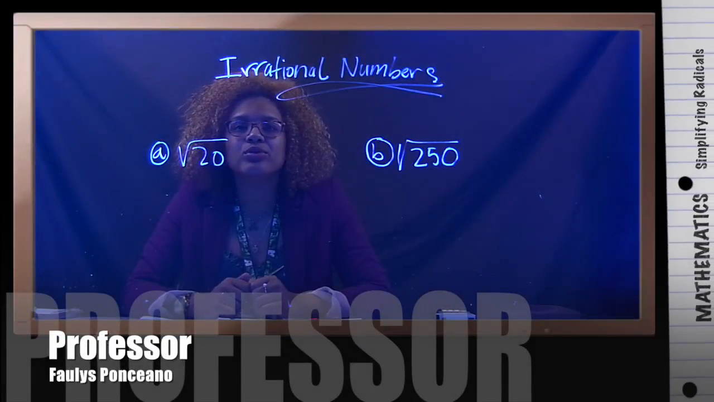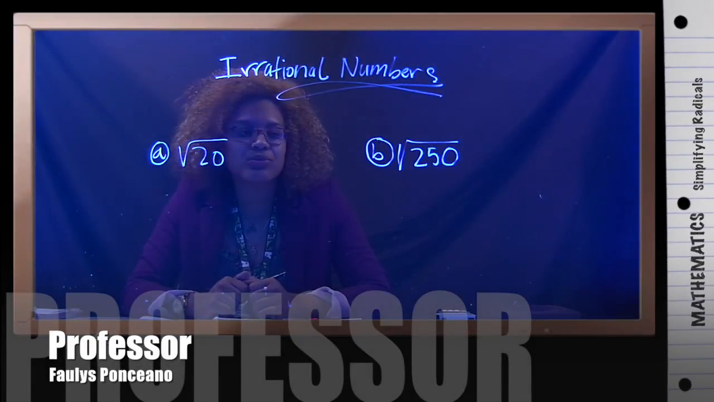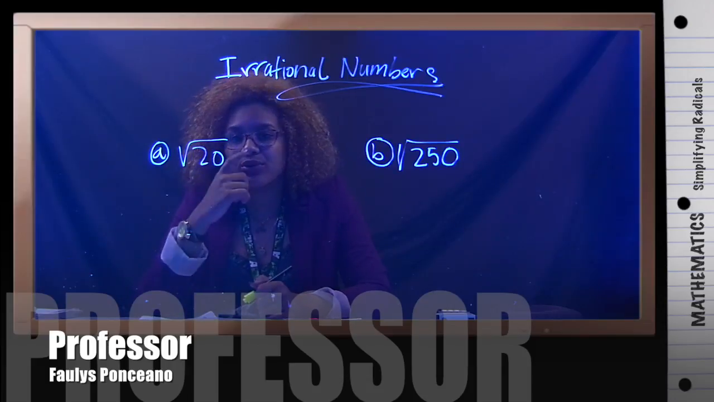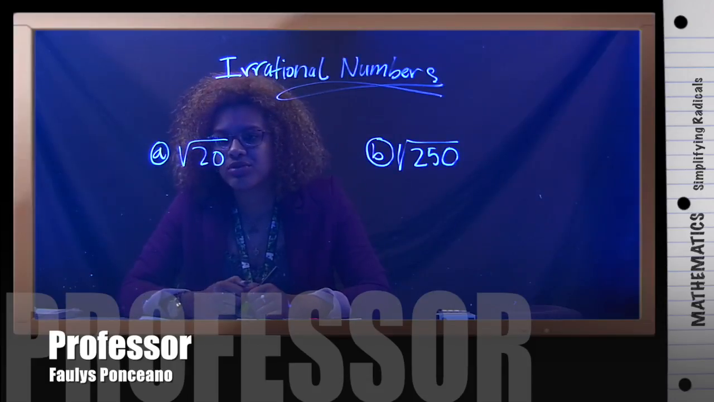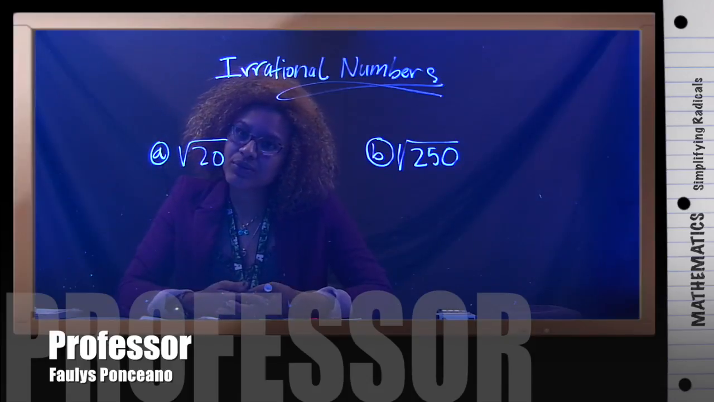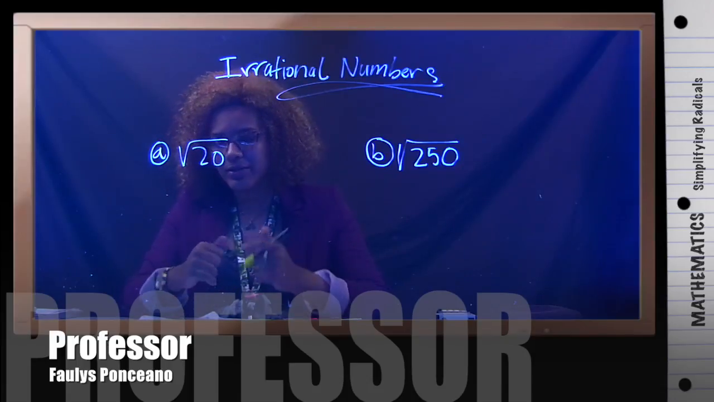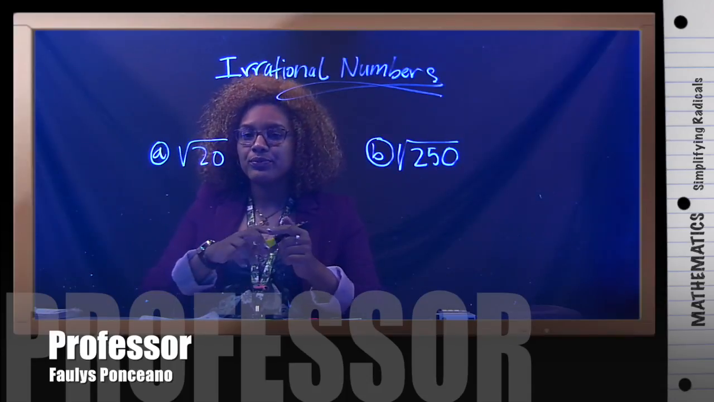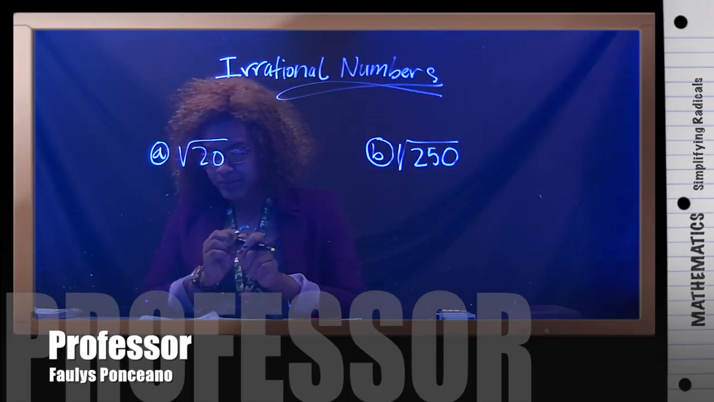In these two examples, we're going to be using irrational numbers. So we're going to simplify irrational numbers. So we have square root of 20. There is no square root of 20, so we want to simplify it. So let's break it apart using the factorization tree.